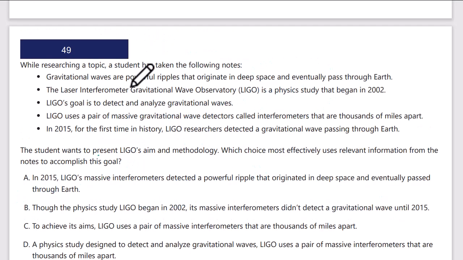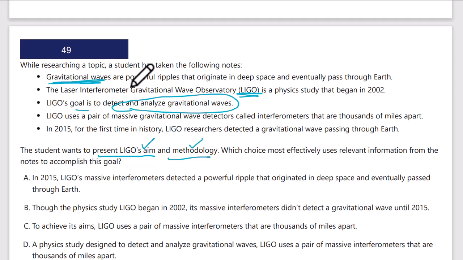The student wants to present LIGO's aim and methodology. So we want purpose and methodology of LIGO, whatever that is. Okay. So gravitational waves are powerful ripples that originate in deep space and eventually pass through Earth. The Laser Interferometer Gravitational-Wave Observatory, so LIGO is something that, I guess, tracks and measures gravitational waves. Okay. It's a physics study that began in 2002. LIGO's goal is to detect gravitational waves. Okay. That's its purpose. LIGO uses a pair of massive gravitational wave detectors called interferometers that are thousands of miles apart. That's the method. That's how it works.